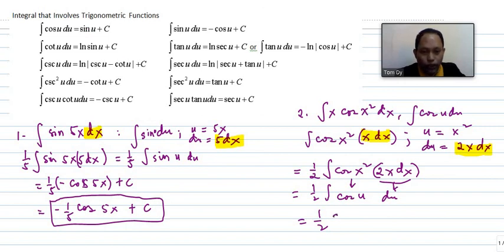So we have here sine of our u, which is x squared, sine of x squared plus c. This is our final answer.